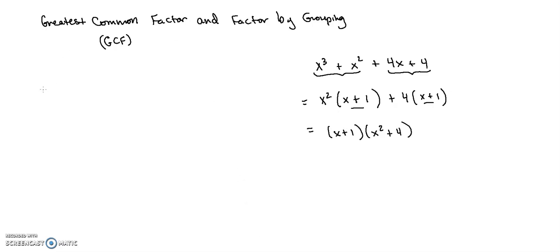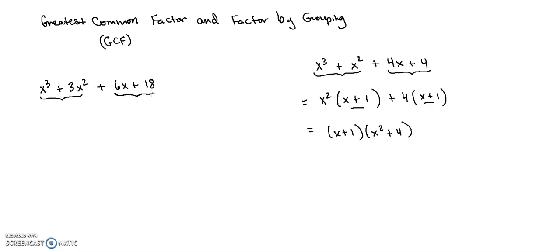Okay, let's say we've got x cubed plus 3x squared plus 6x plus 18. Okay, so we see 4 terms. We don't have any common factors. We can't pull a number out of all these, this one doesn't have a number. We can't pull an x out, this one doesn't have an x. We can't combine terms because they're all different. So we've got 4 terms and we think factor by grouping.